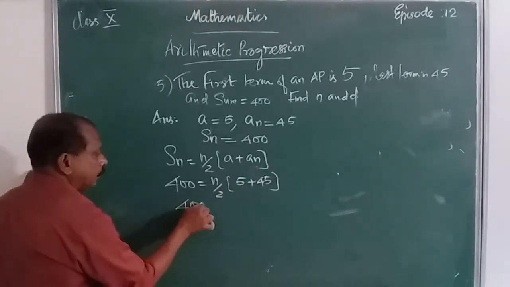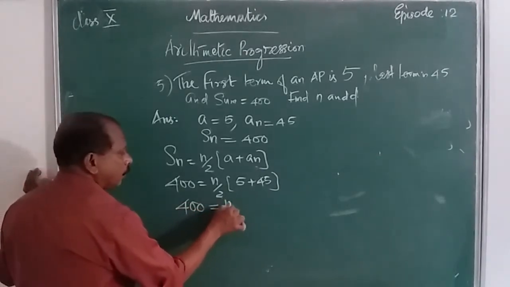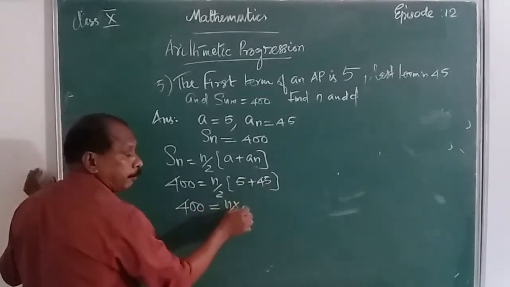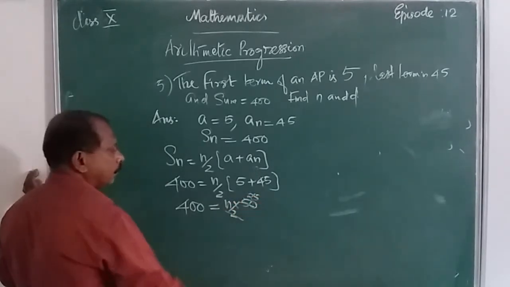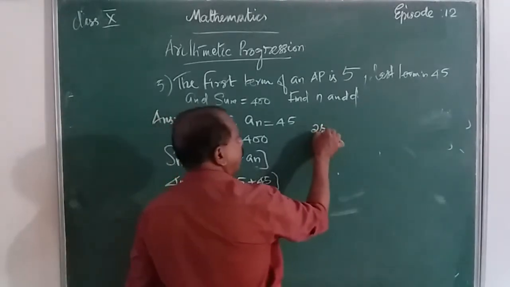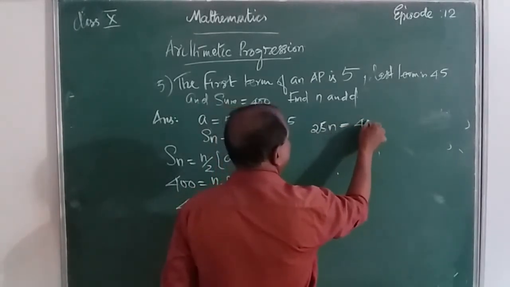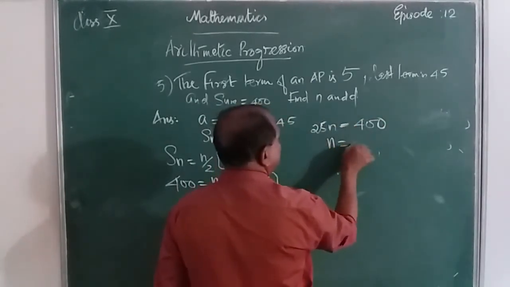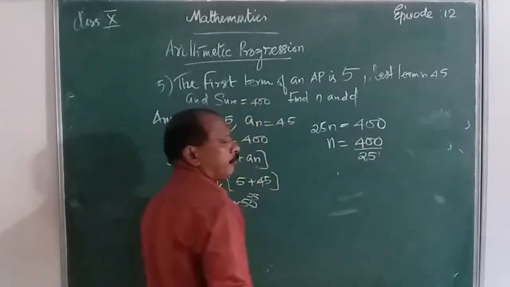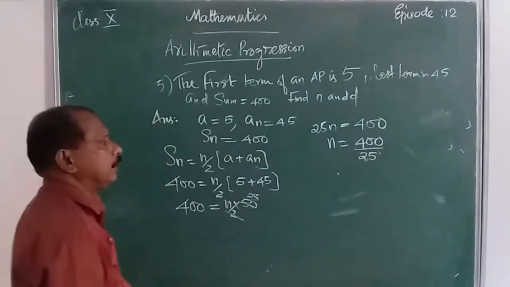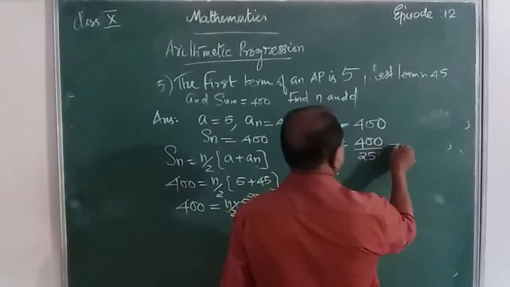Therefore 400 is equal to n by 2 into 45 plus 5, it is 50. 50 by 2 is 25. Therefore 25n is equal to 400. Therefore n is equal to 400 by 25. 25 16s are 400. That is 16.